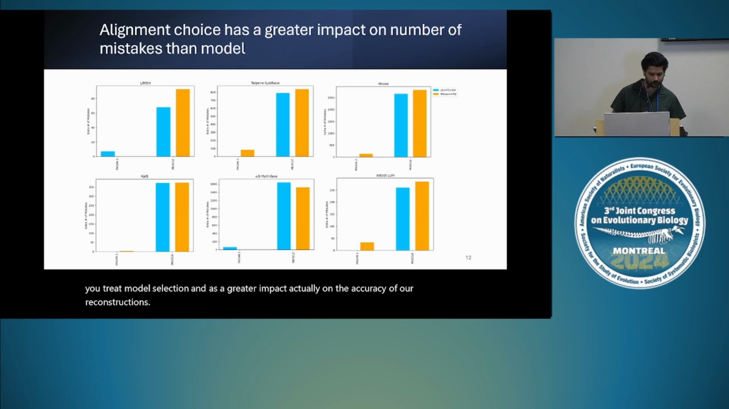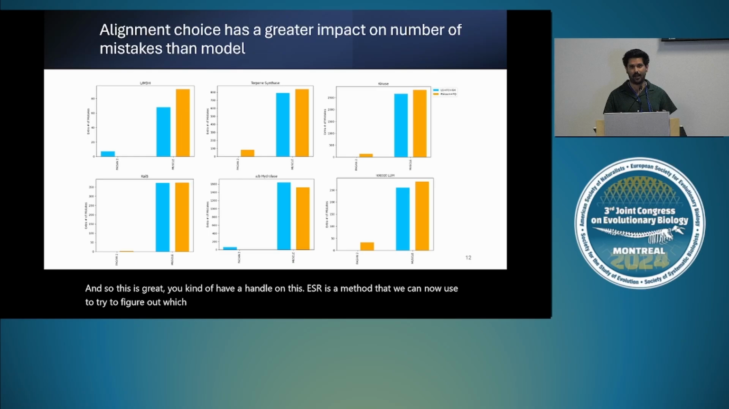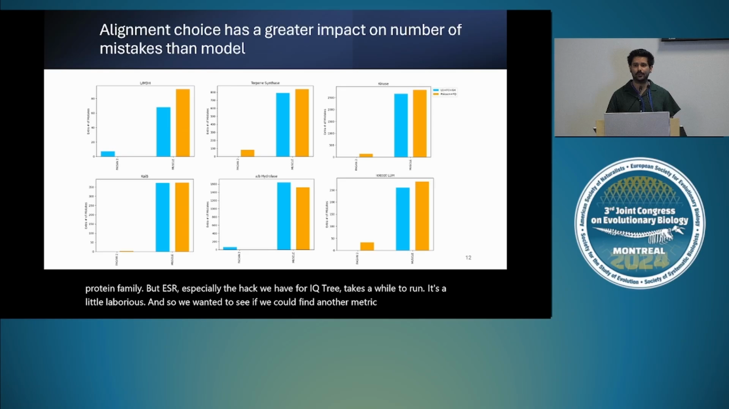And so this is great. We kind of have a handle on it. ESR is a method that we can now use to try to figure out which alignment tool is most appropriate for our ASR analysis or our protein family. But ESR, especially the hack we have for IQ-Tree, takes a while to run. It's a little laborious. And so we wanted to see if we could find another metric which we could potentially use as a predictor so we don't have to run ESR every time we want to perform ASR.